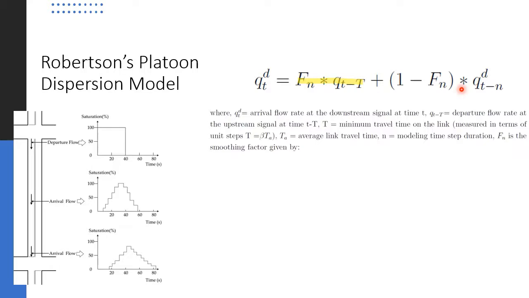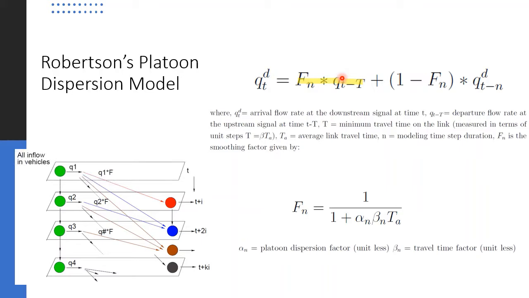Okay, nth time. As I told you, Robertson's Platoon dispersion model is a recursive one. So we will be getting the input from the previous time step, and that will also get added in order to get the response at the present time step. That is what is given here, the second term. The second term actually explains the traffic flow from the previous time step. I can explain this with the diagram.